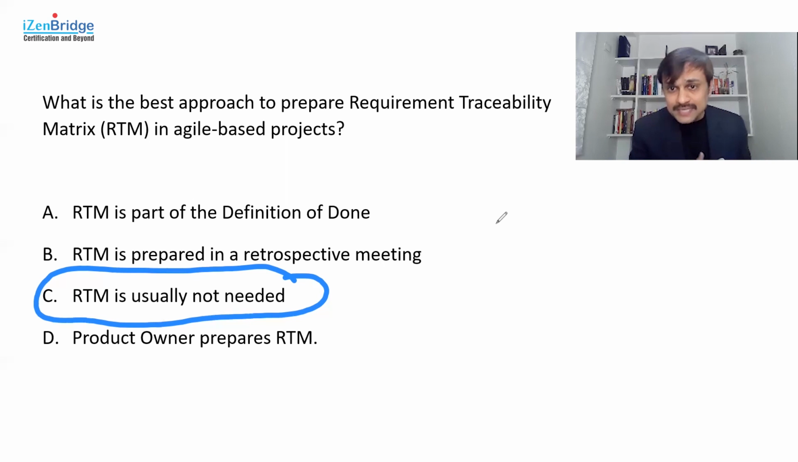Now, product owner prepares requirement traceability matrix. It might happen, that's a possibility, but not a standard job. Anyone can prepare it when it is needed. We don't have a dedicated person who is expected to prepare the requirement traceability matrix. Product owner is expected to discover the product backlog and prioritize it, but not necessarily prepare the requirement traceability matrix. So this is what I can say about this particular question.